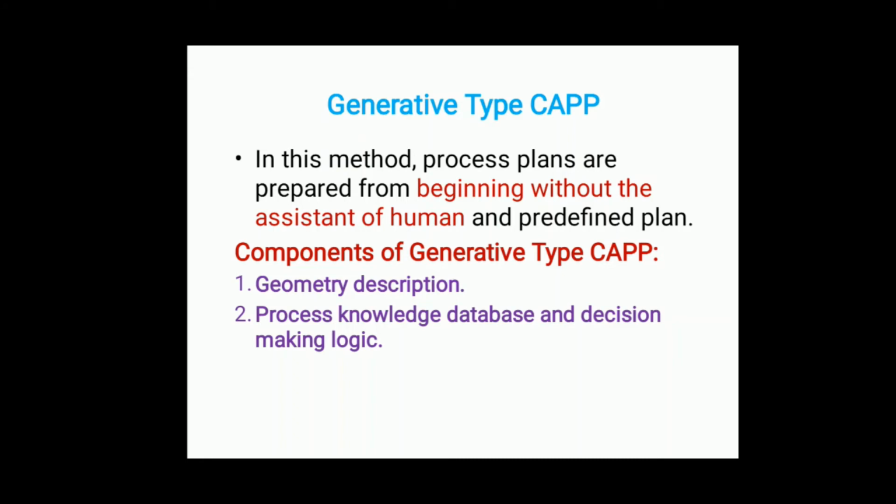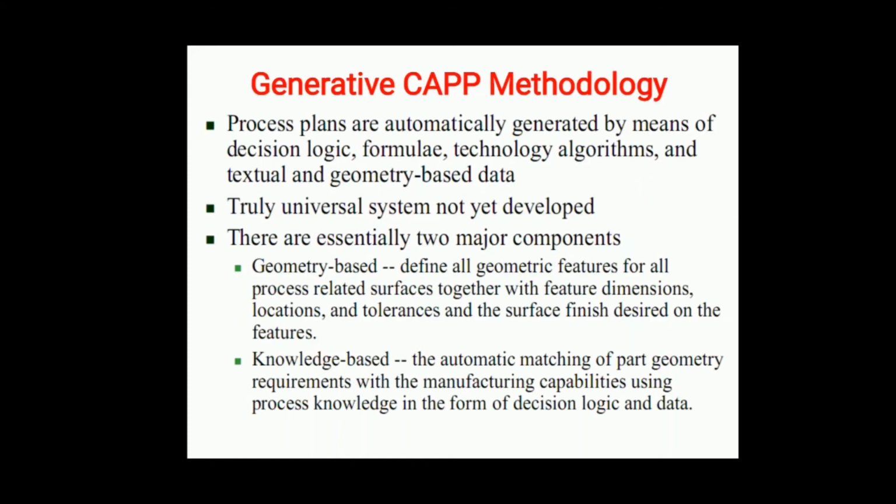Input to the system includes the description of the part in the form of the part code number. After receiving this information, the system can generate the required process and process sequence for the work parts. Hence, it comprises mainly two components. The first is geometrical description. In that, we give geometrical features for all the processes related to the surfaces, together with the dimensions, locations, tolerances and surface finish.